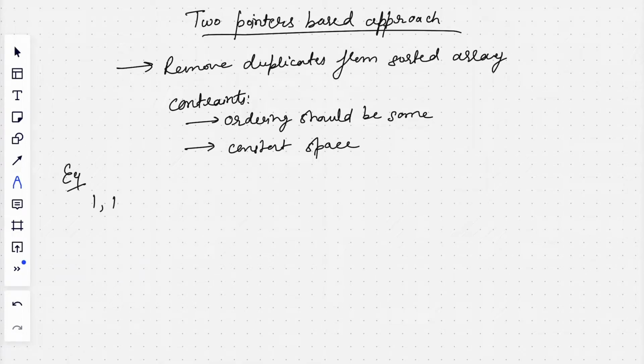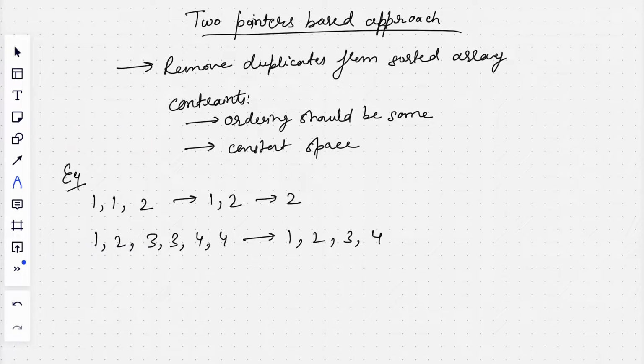Suppose the input array is 1, 1, 2. After modifying this array, the array would look like 1, 2. So the length would be 2. Let's look at another example: 1, 2, 3, 3, 4 and 4. After modifying this array, the array would look like 1, 2, 3, 4.